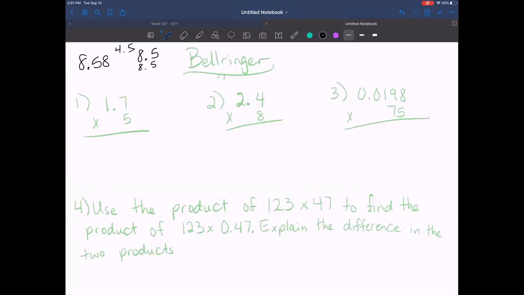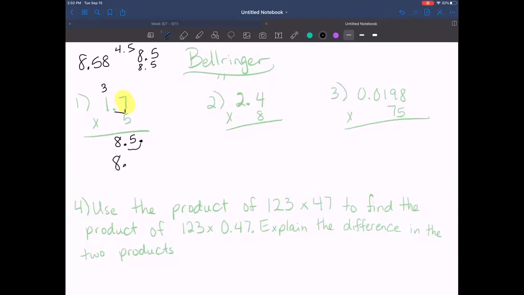Okay, so our first step: 5 times 7 is 35. So I put my 5 down here and I carry my 3. 5 times 1 is just 1, plus that 3, it's going to give me 8. Now, how many decimals do I have? 1. So I'm going to bring my decimal. Remember, my decimal is always at the end, and I'm going to move it over 1.